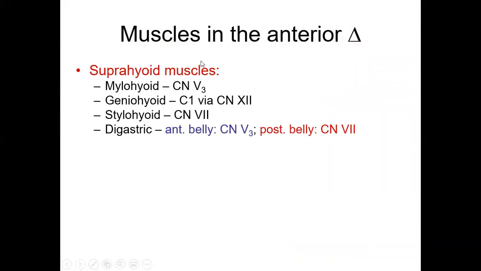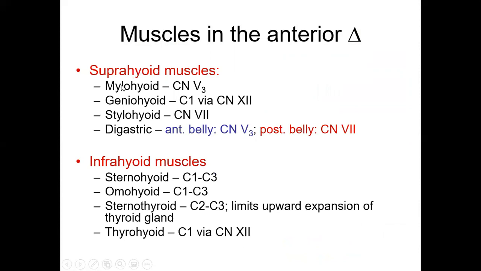Now we're going to discuss the muscles that we have in the anterior triangle. We have the suprahyoid muscles and the infrahyoid muscles. For the suprahyoid muscles, we have the mylohyoid, geniohyoid, stylohyoid, and digastric muscles. For the infrahyoid muscles, we have the sternohyoid muscle, omohyoid muscle, sternothyroid muscle, and also thyrohyoid muscle. So this is the nerve that supplies each of the muscles.